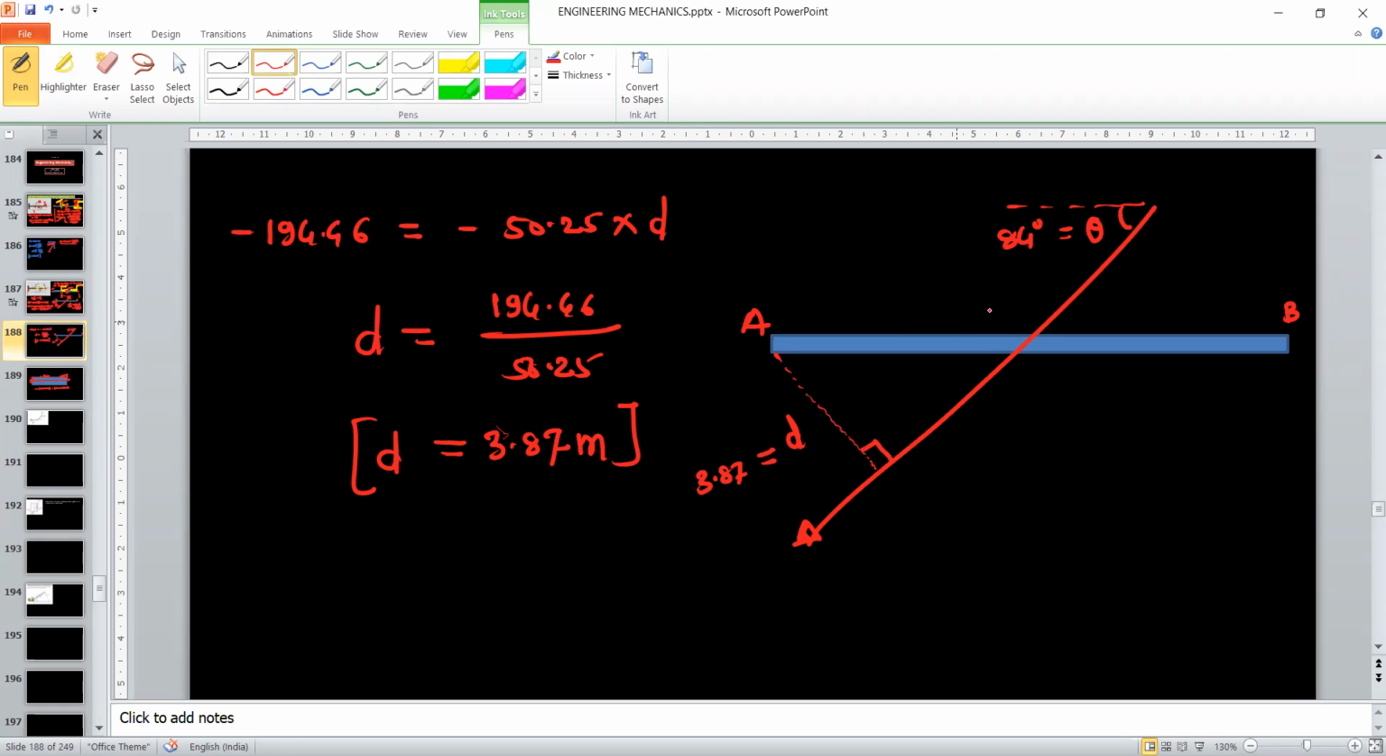But we need the distance along the rod AB. Okay, so for that, we should find out this distance. So we can assume this distance to be x along the rod AB. Okay, so how to find out the distance x? You should use trigonometry, and from the trigonometry, you can find out the unknown distance x, that is along the rod AB. So just try to calculate that distance.